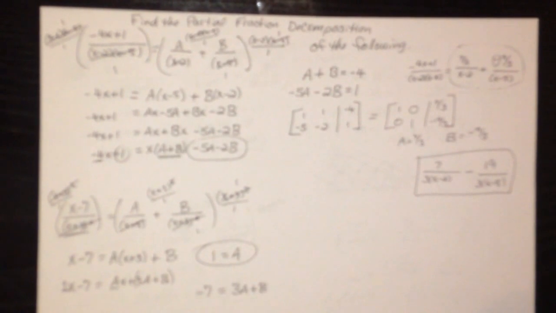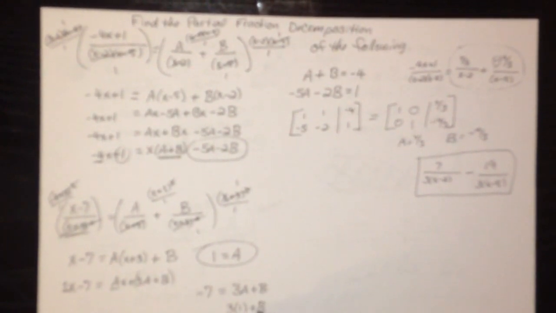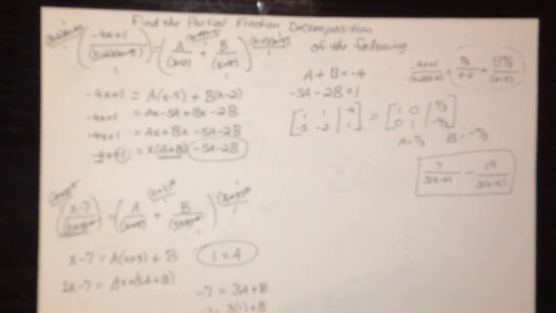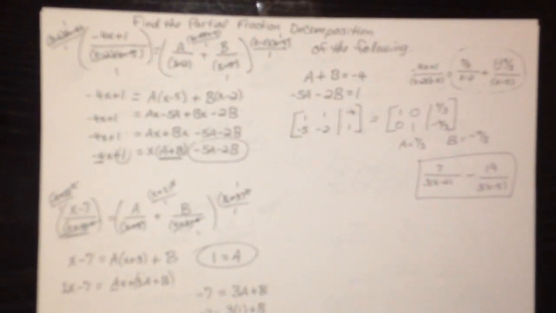In this case, I'm simply going to use substitution. I know that A is 1, so I'm going to substitute 1 in for A and solve for B. Negative 7 is equal to 3 plus B. If I subtract 3 from both sides, I'll get that B is equal to negative 10.